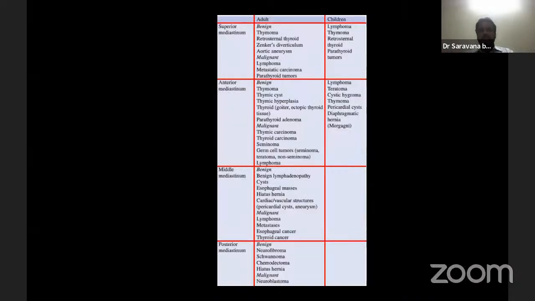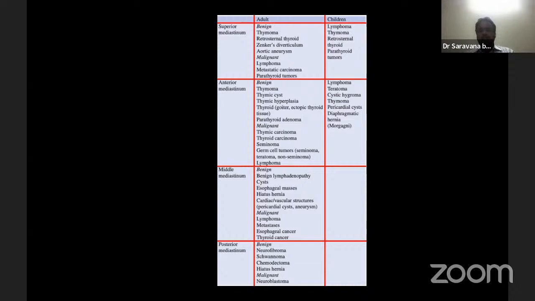So coming to the pathology, what are the pathologies which can happen in the superior, anterior, middle, and posterior mediastinum? There are malignant as well as benign tumors, as well as masses like aortic aneurysms, which may happen in the superior mediastinum and may cause a compressive effect on the trachea. The thyroid may also come into the superior mediastinum as a retrosternal thyroid, and it may cause compressive effects on the airway.